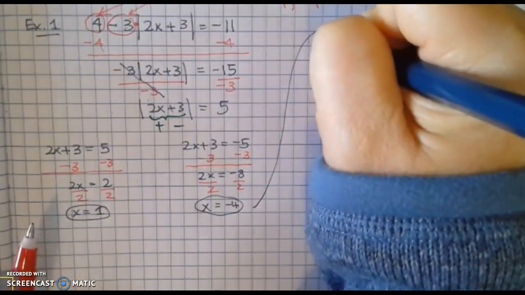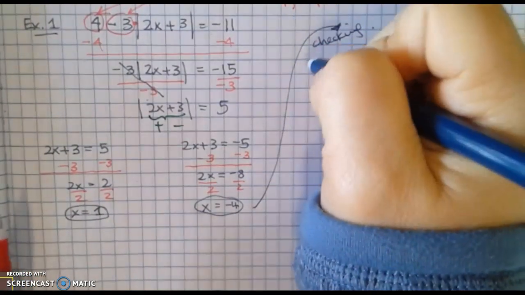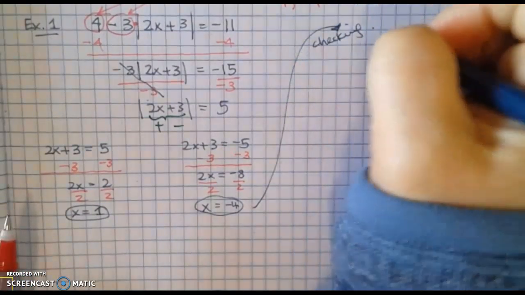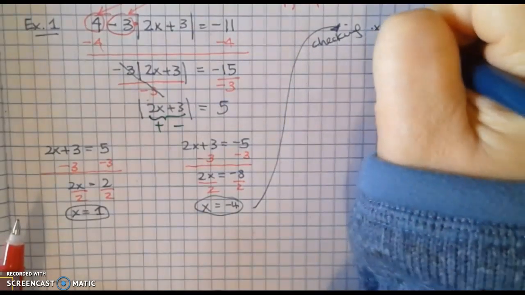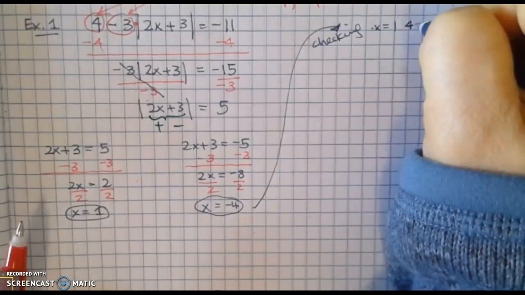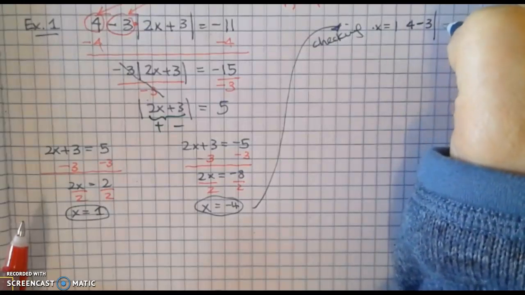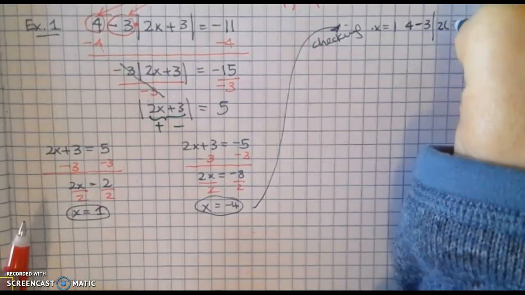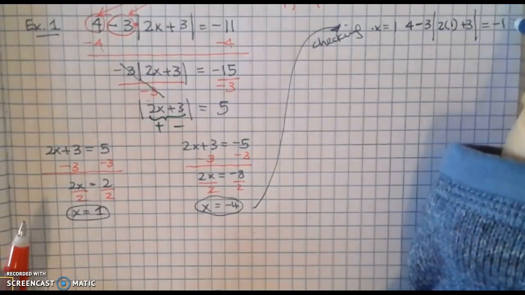Okay, now that we've got two solutions, we're not done. We need to go through the checking. All right, let's check to see if x is equal to 1 would work. So then substitute: 4 minus 3 times absolute value of 2 times, instead of x, I am going to use 1, plus 3. Is that equal to negative 11?